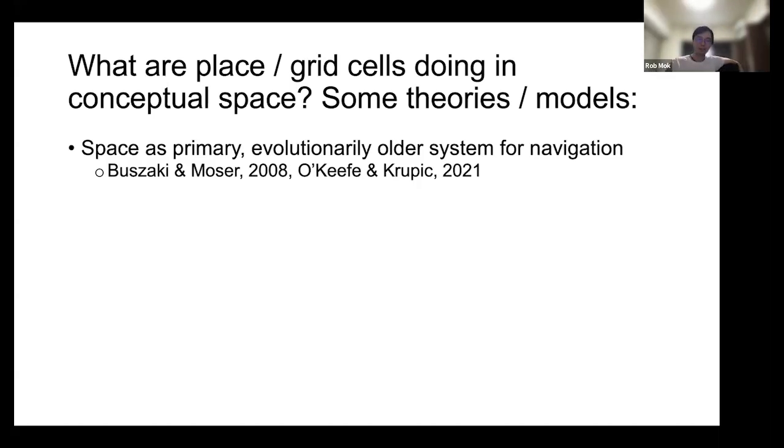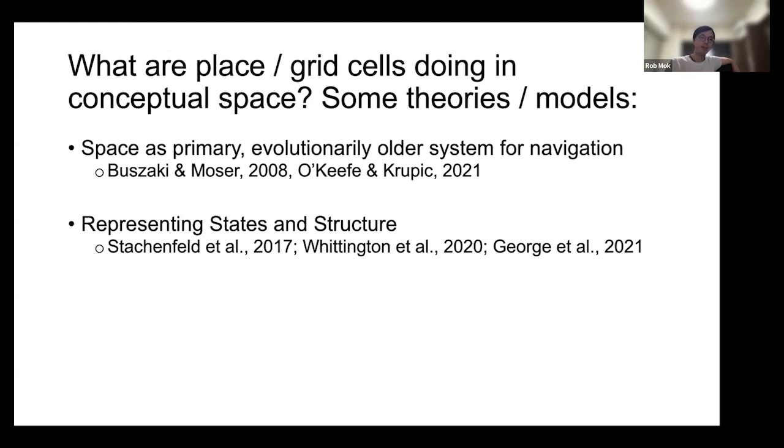There are many, many more now than when I made this slide, but the idea with some of the spatial folks is that space is more primary. It's maybe an evolutionary system for navigation, and the newer cognitive map-like style of things for abstract concepts is built on this older system. Other ideas are saying that it actually represents states and structure. It's a very flexible framework, and you can do a lot of reinforcement learning and sequence learning with these systems.